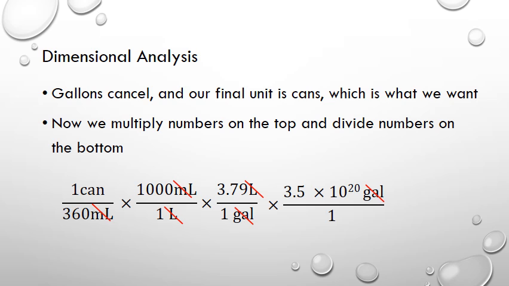Numbers on the top get multiplied. Numbers on the bottom get divided. Take out your calculators, go ahead and do that calculation right now. I do have an answer, but you want to check it. Don't just believe me. Also, you're probably going to get this problem with different numbers, so you need to do the calculation yourself.